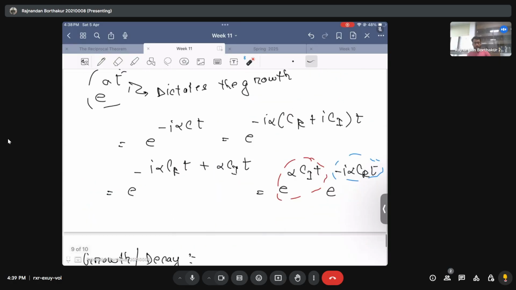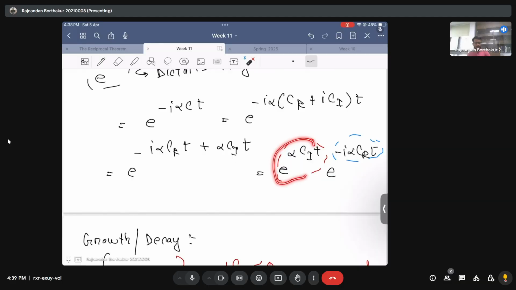Okay, that simply boils down to the fact that I just need to assess whether this term, e to the power i alpha c t, will grow with time or decay with time. If it grows with time, that's the condition for instability. If it decays with time, that's the condition for stability.